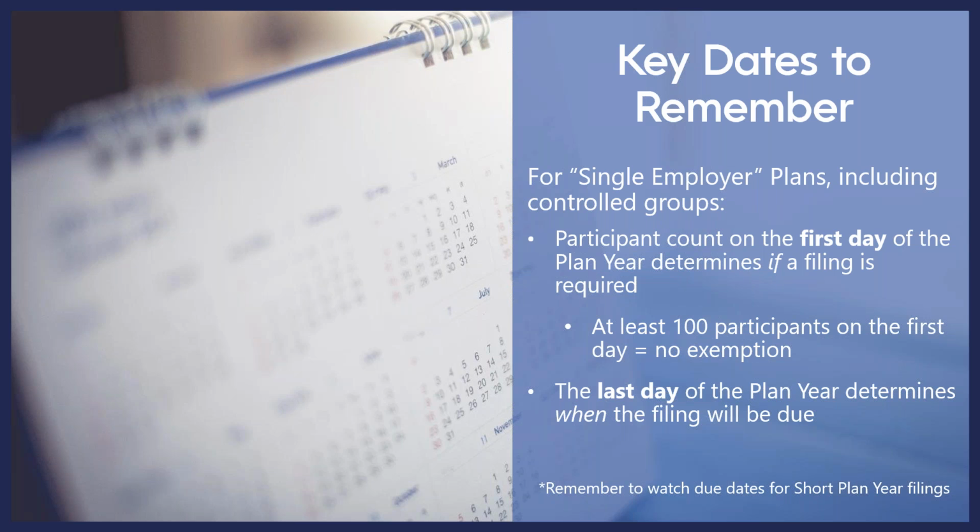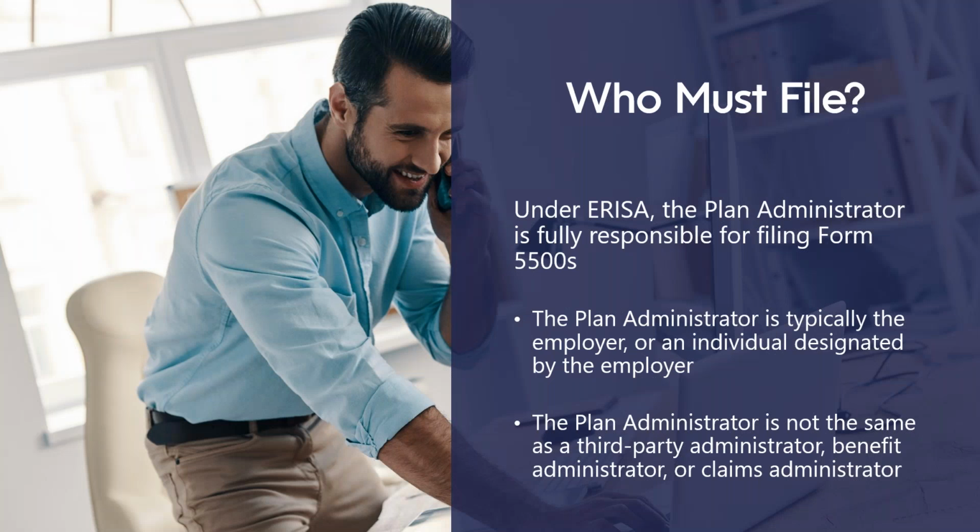Now, what's important about the last day of the plan year? Well, that determines when it's going to be due. Remember, we want to look at 7 months after when that plan year or that coverage period ended. That tells us when the filing is due. So remember, whenever looking at it, remember your first day for plan participants, last day for due dates, and if there's any short plan year, how does that due date move?